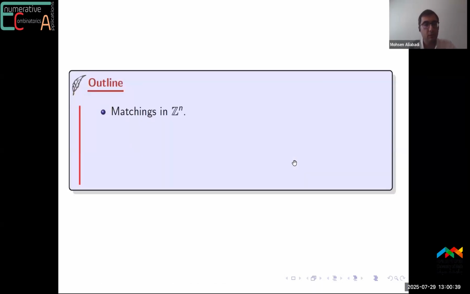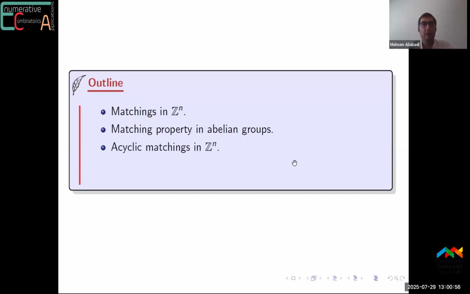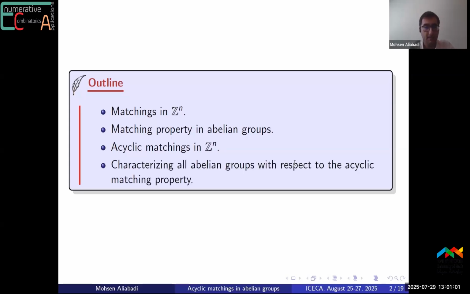So first, I'm going to outline the talk. We are going to study matchings in the additive group Z^n. Then we are going to define and formulate the matching property in abelian groups. Also, we are going to study a specific family of matchings called acyclic matchings in Z^n. And eventually, we are going to characterize all abelian groups with respect to the acyclic matching property.